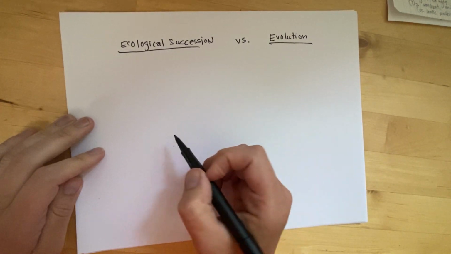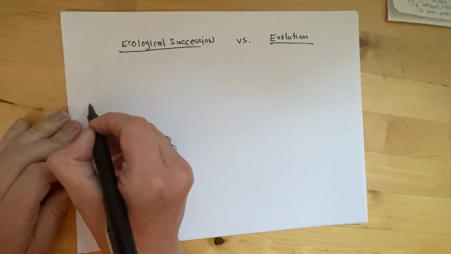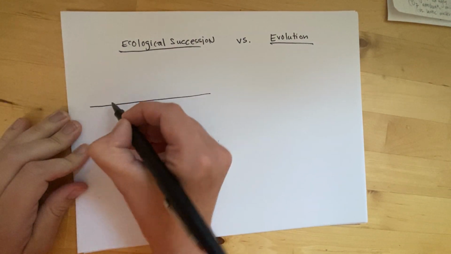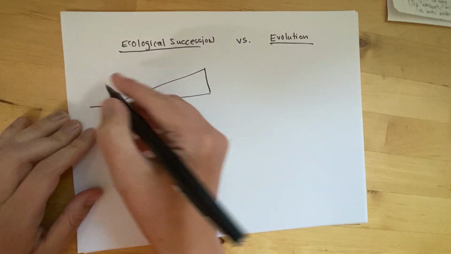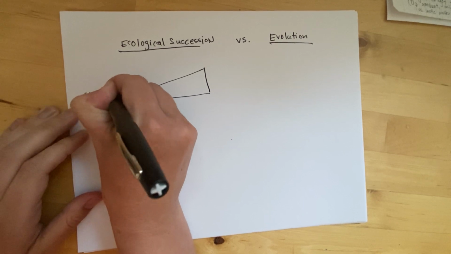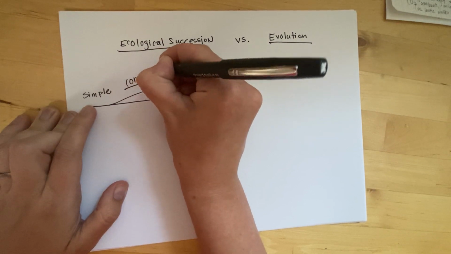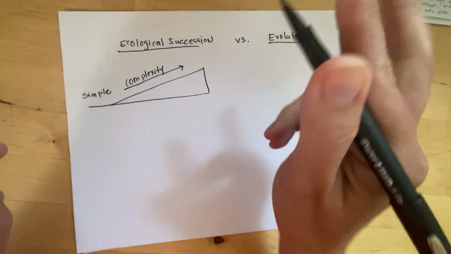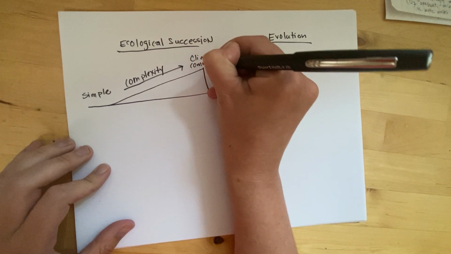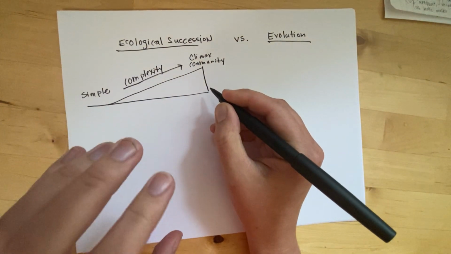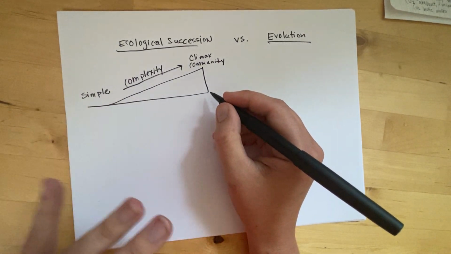So when I'm thinking about ecological succession, what I'm thinking about is the difference between simplicity and complexity. So if I have something almost like a triangle, what I have is a simple ecosystem down here. It's building in complexity until I have what's called a climax community, which would be right here. Now, what I'm looking at is a change in the entire community over time.